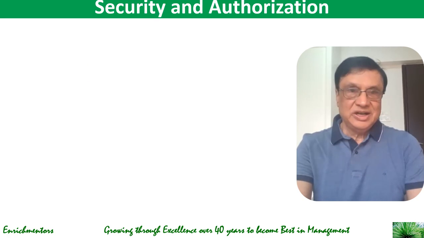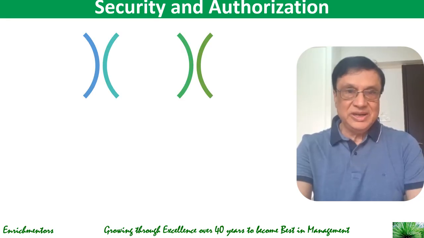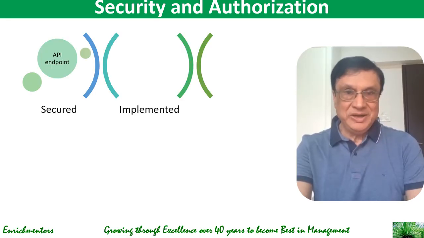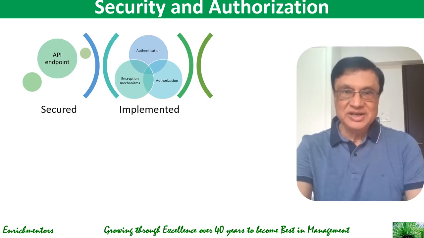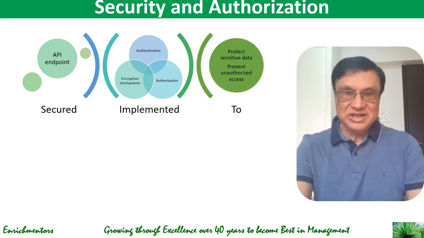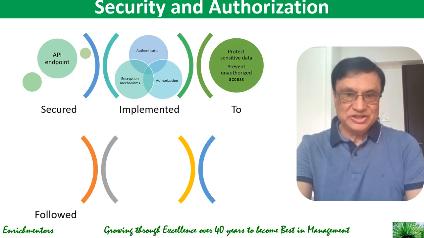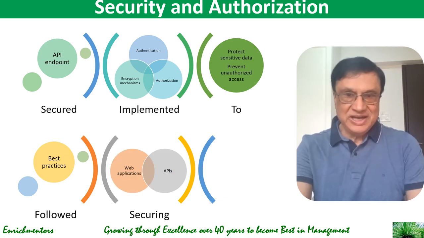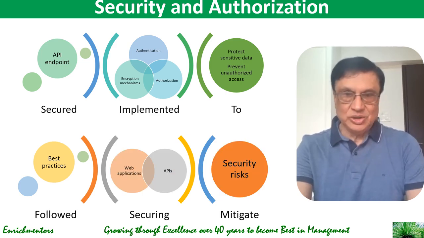While doing all that, they secured the API endpoints by implementing authentication, authorization, and encryption mechanisms, with which they could protect sensitive data and prevent unauthorized access to the program. They followed best practices for securing web applications and APIs to mitigate security risks. That's how they took care of security and authorization.